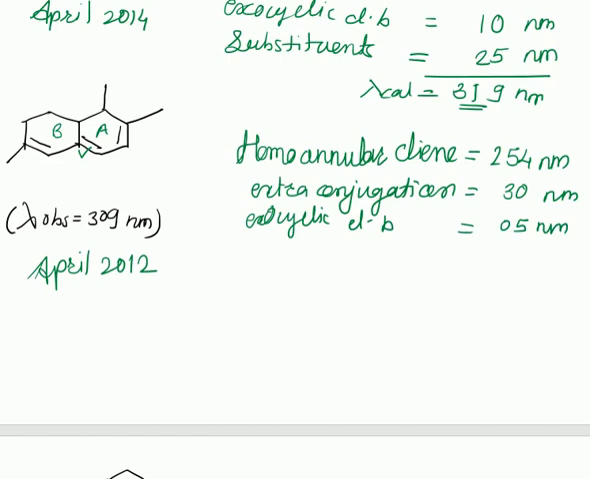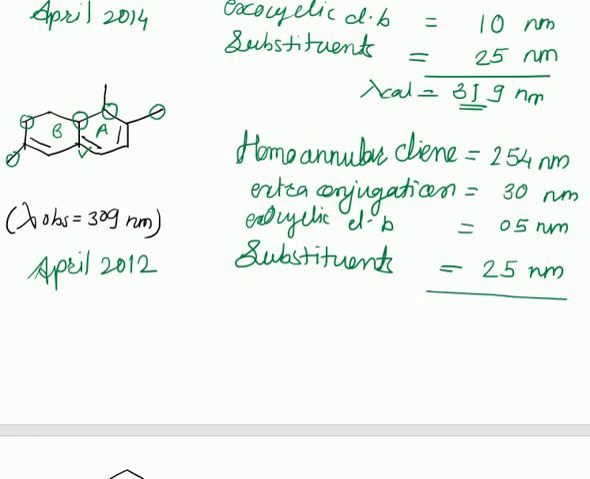Next is substituent. Substituents, count the substituents, 1. Then, so consider this example. Now ring A, B and C, the double bond is in the one and the same ring, so it is an homoannular diene. So basic value for homoannular diene is equal to 254 nanometer.